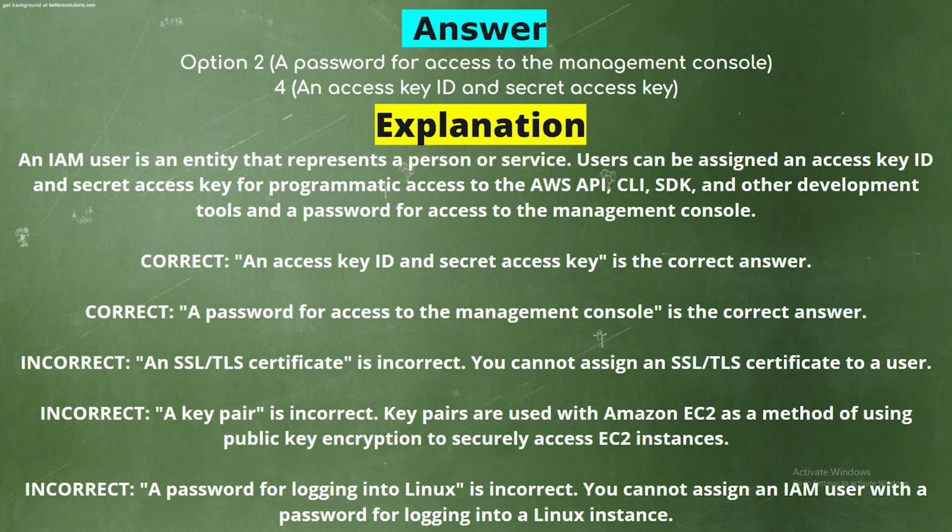Incorrect. An SSL or TLS certificate is incorrect. You cannot assign an SSL or TLS certificate to a user. Incorrect. A key pair is incorrect. Key pairs are used with Amazon EC2 as a method of using public key encryption to securely access EC2 instances. Incorrect. A password for login into Linux is incorrect. You cannot assign an IAM user a password for login into Linux instances.